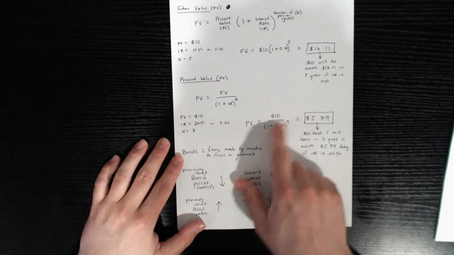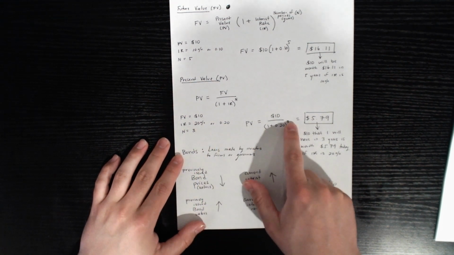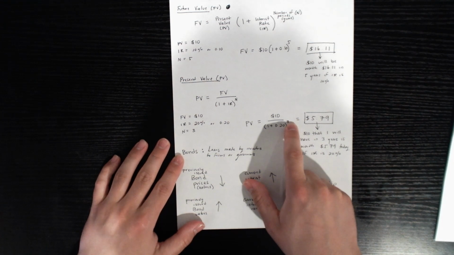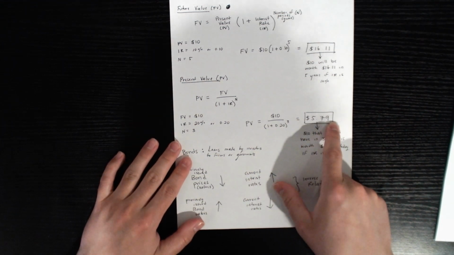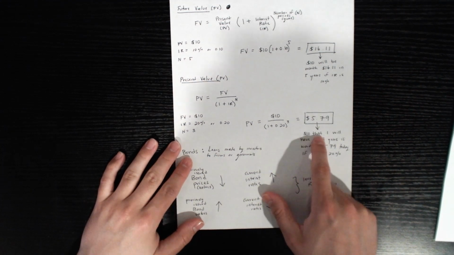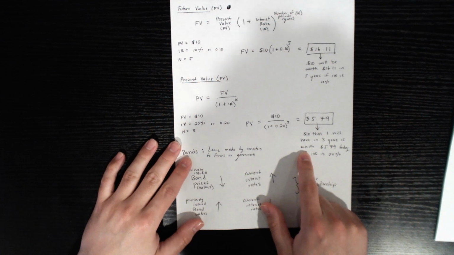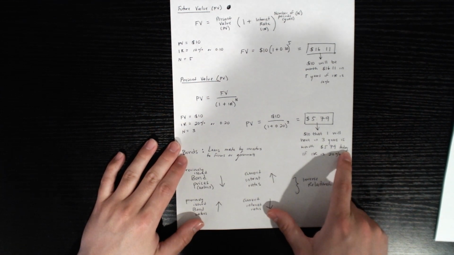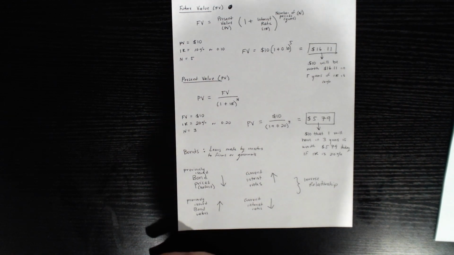So it'll be 10 divided by 1 plus 0.20, that's the interest rate, to the power of the number of periods, which is 3. That gives us $5.79, which means that $10 that I will have in 3 years is the same as being worth $5.79 today if the interest rate is going to be 20%.